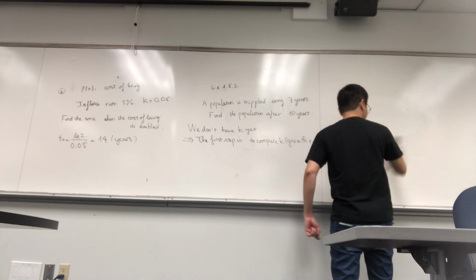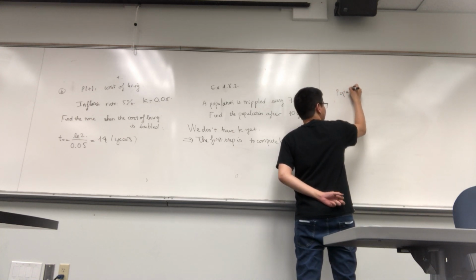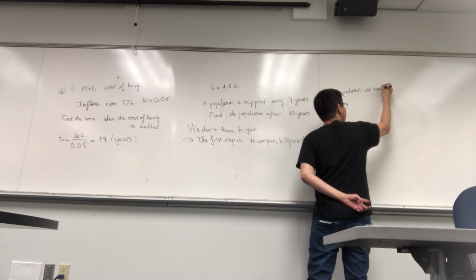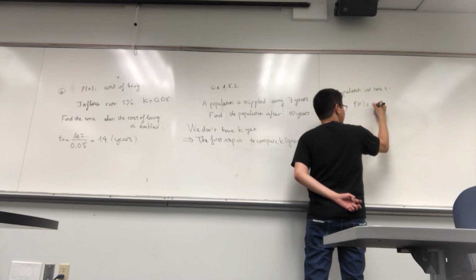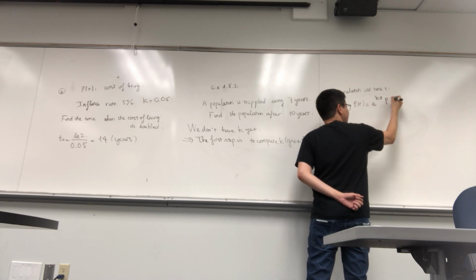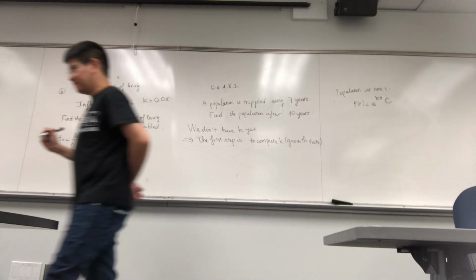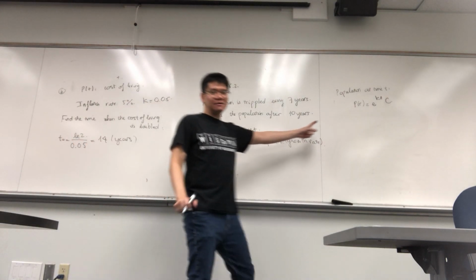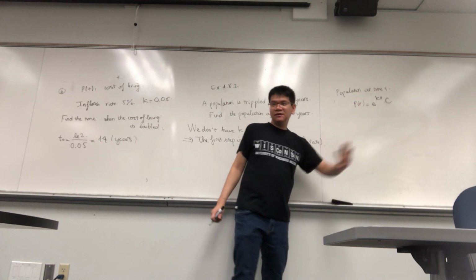Right. So now we have to find k. So the population at time t will be P(t) is equal to e to the kt times c. All right? Yes, so log 3 over 7 is the correct answer. And this is how we compute that. So the population at time t will be P(t) is e to the kt times c. Right?